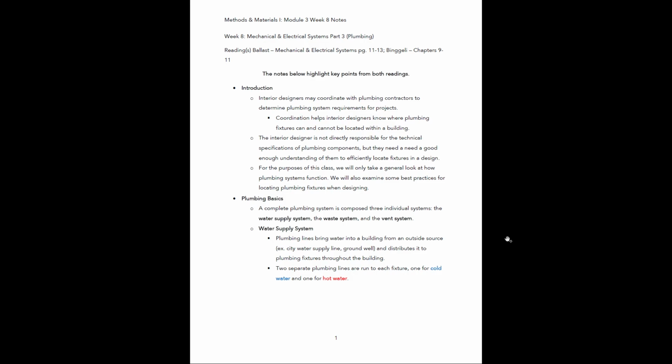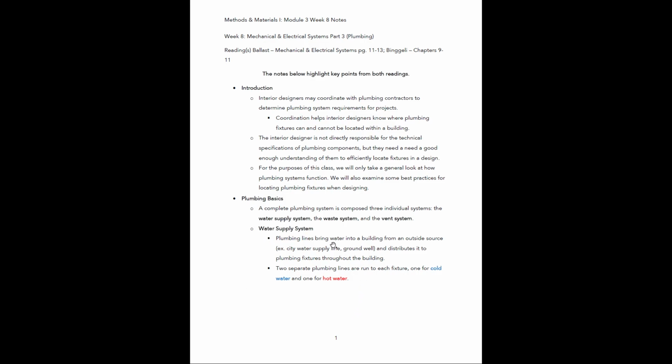So a complete plumbing system is composed of 3 individual systems, okay? The entire plumbing system as a whole is made up of a water supply system, a waste system, and a vent system. And all 3 of these have to be working together for the entire plumbing system to operate correctly and efficiently. Okay. So first we have the water supply system.